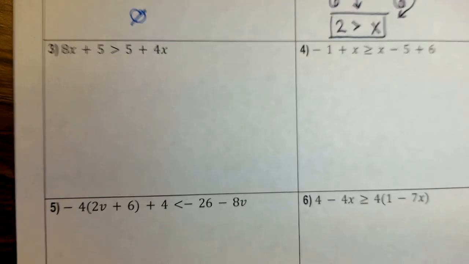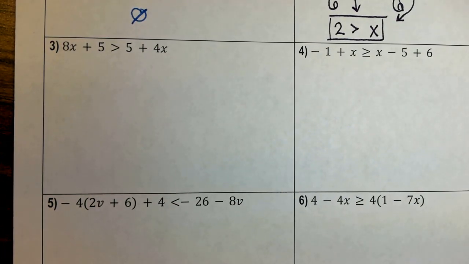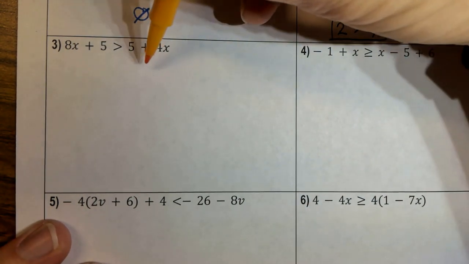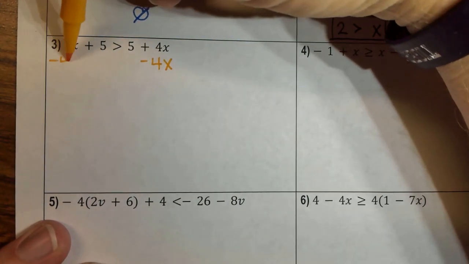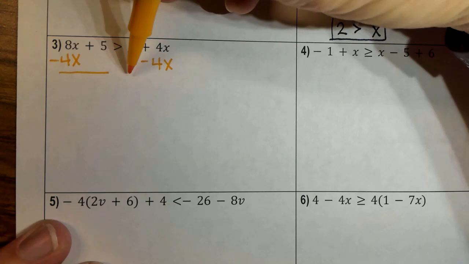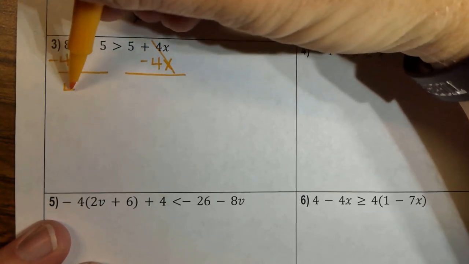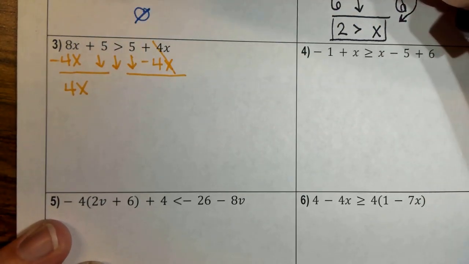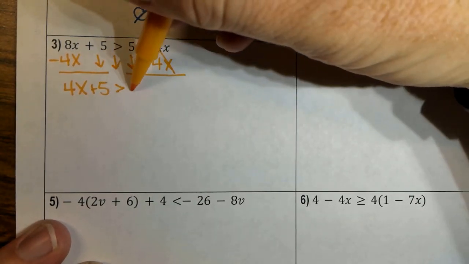Number 3. Almost very similar to what we just did, right? I have no parentheses. I can't combine like terms. So I'm just going to go ahead and move the smallest x to the other side. So I have 8 minus 4x is 4x. Bring down everything else that did not change. So I have plus 5 greater than 5.